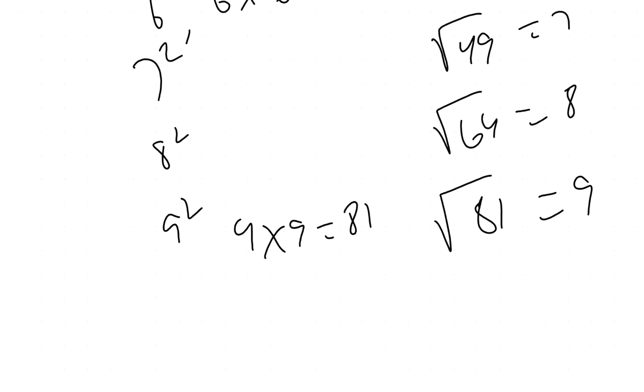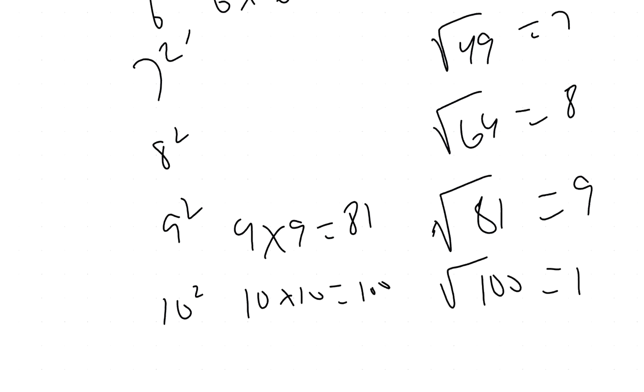And the square root, again, is a number times itself that equals this. Well, since 9 times 9 is 81, this is a perfect square. 10 squared, 10 times 10, is 100. The square root of 100 is 10.